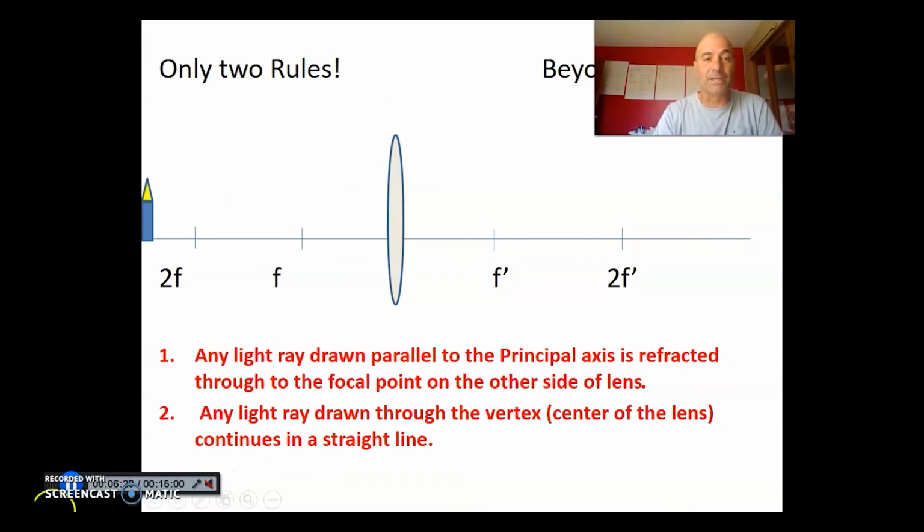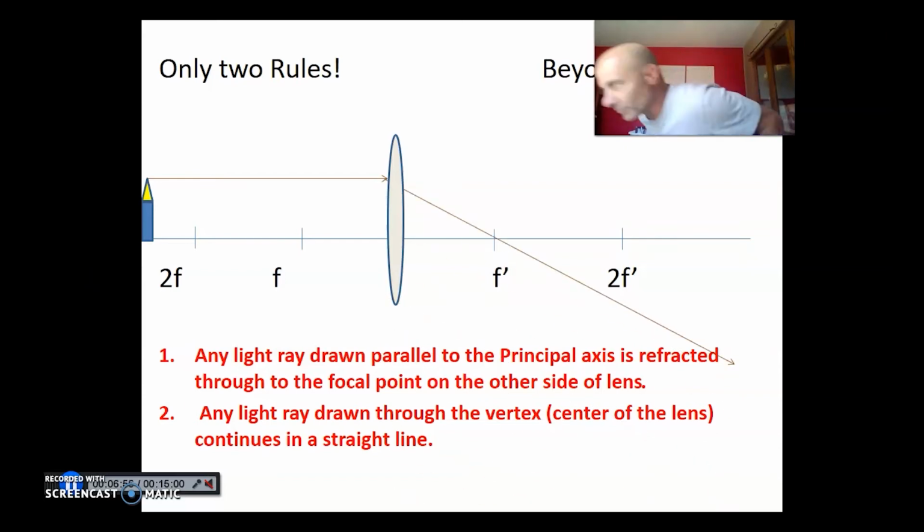The first rule, which I've highlighted in red in every slide: any light ray drawn parallel to the principal axis is refracted through the focal point on the other side of the lens. So let's go ahead and do that. We're going to go right at the point of the candle and draw a line parallel, as I did there. Then as soon as it goes through the lens, it will bend right through the focal point.